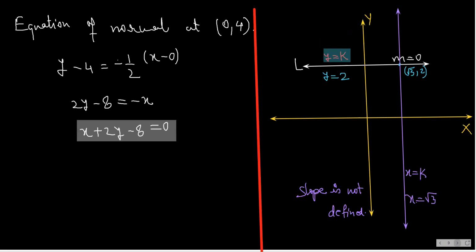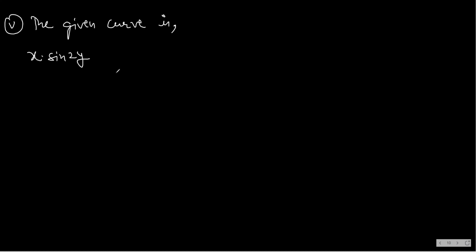So here we begin with the solution. We write, the given curve, that is the equation of the curve, is x sin 2y equals y cos 2x. This is number 5. And what's the point? The point is (pi by 4, pi by 2). At (pi by 4, pi by 2). Let's begin. So here I write this as 1.